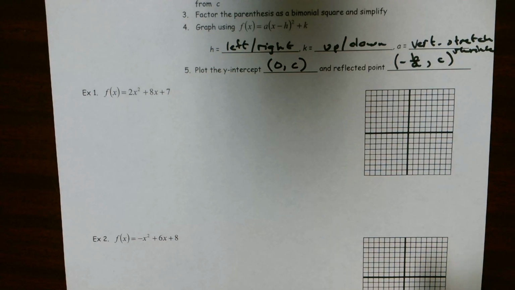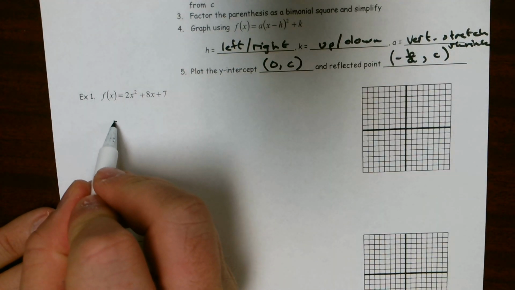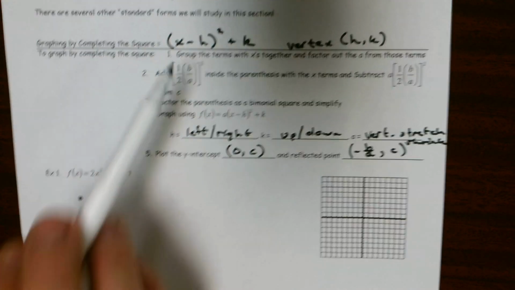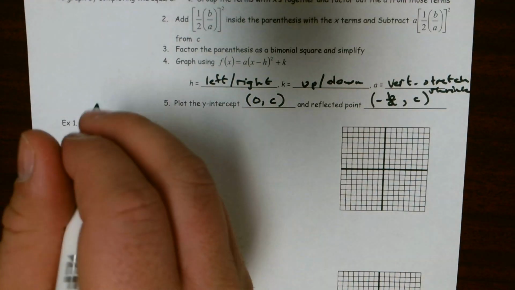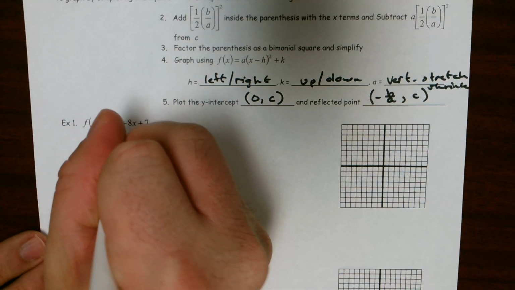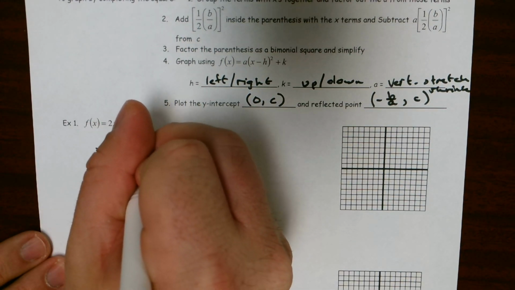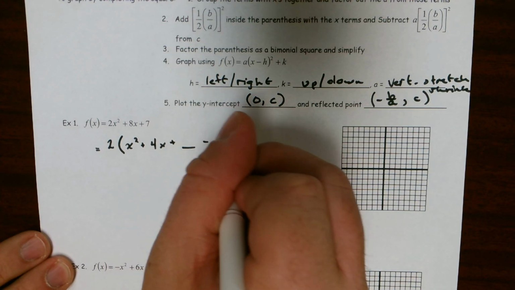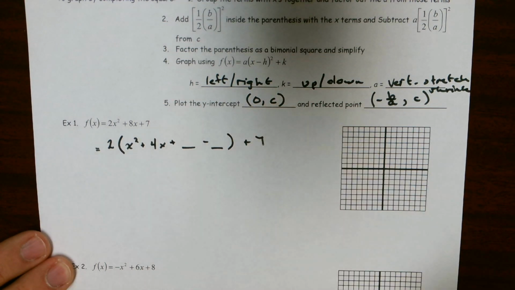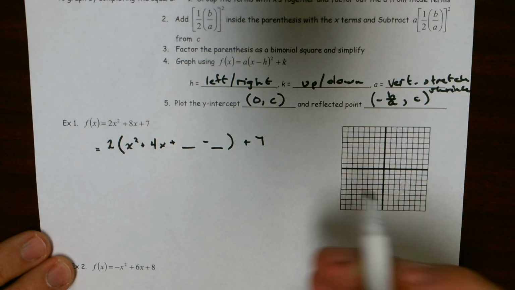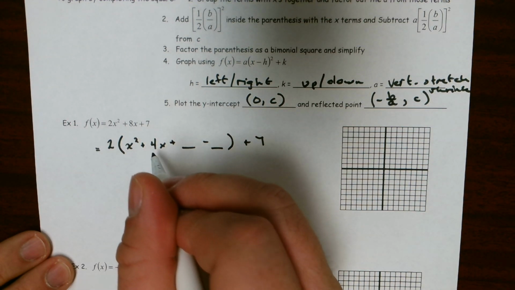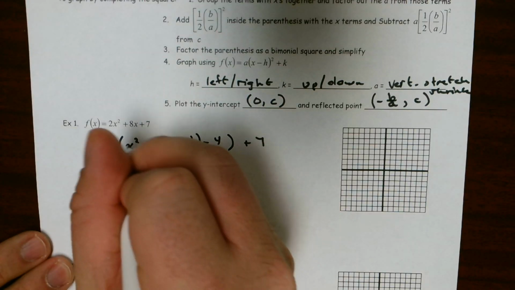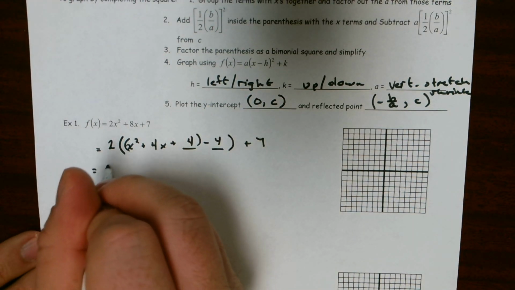So let's take a look at this example here. Right away we can tell it's not in general form. It's in standard form. So we want to go ahead and complete the square. I'm going to factor 2 off, x squared plus 4x, and then we're going to add a blank and subtract the blank, and we're going to add 7. Remember, completing the square is the b term divided by 2. 4 divided by 2 is 2. Squared is 4.